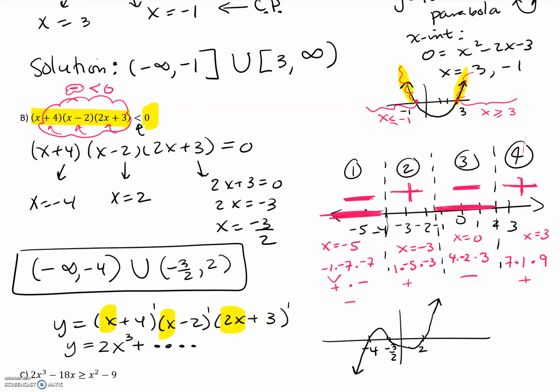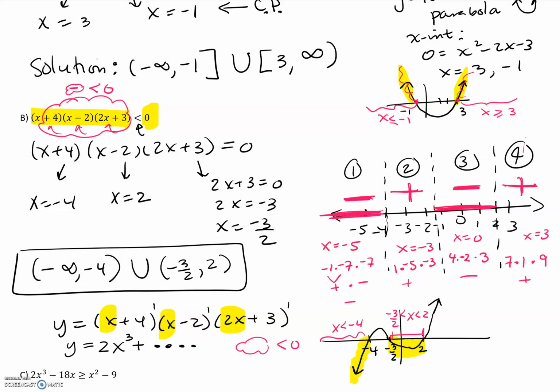Now, since the original problem was saying, keep the stuff that's less than zero in the original inequality given, I'm looking at the y values that are less than zero. So the y values less than zero, which means negative y values, happen in this little piece and in this little piece. Now, pay attention to the x values. All the x values that give that bottom piece are over here. That's x is less than negative 4. And it's also in this region when x is between negative 3 halves and 2.